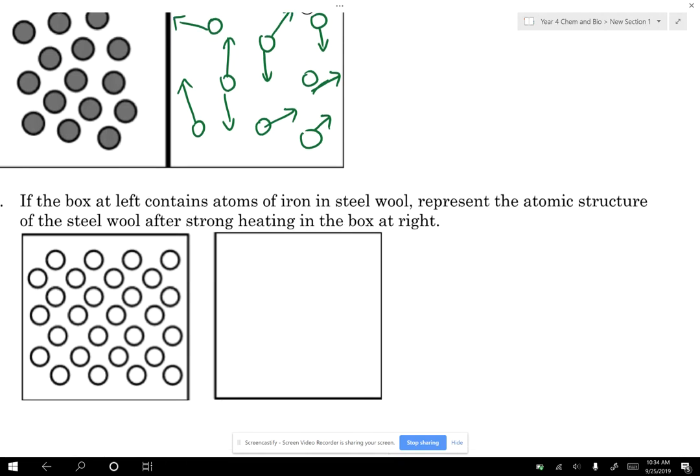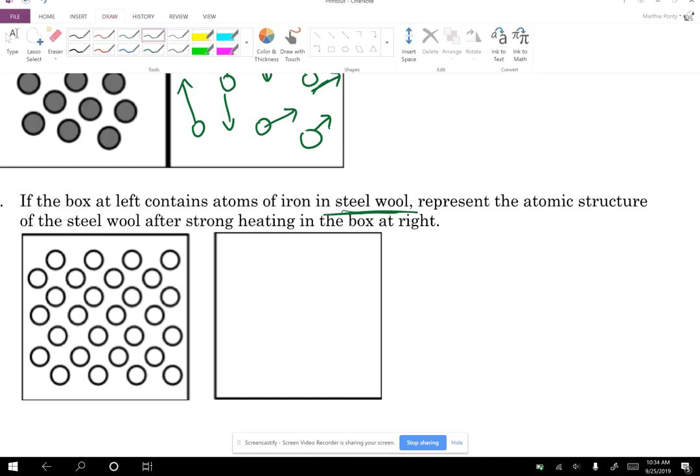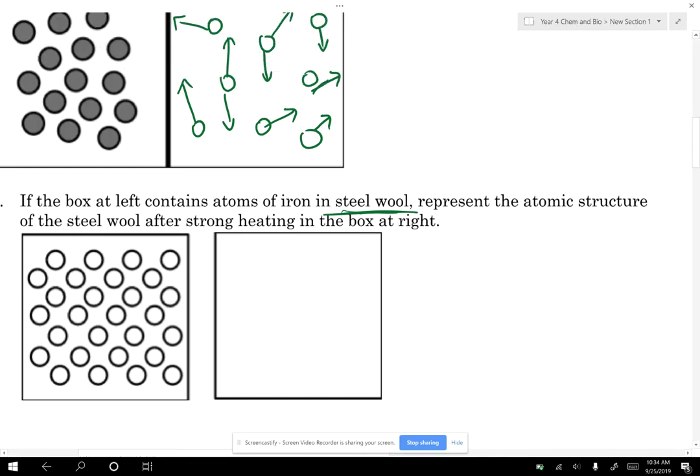This one says the box to the left contains iron in steel wool. This is from the change of mass experiment. Represent the atomic structure of this after we go through strong heating. If we heat up these atoms, you might see the atoms start to spread out a little, but not too much.